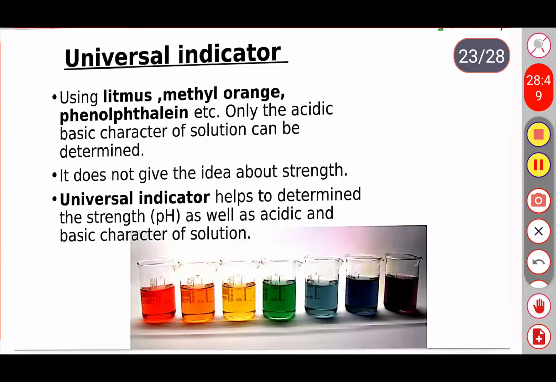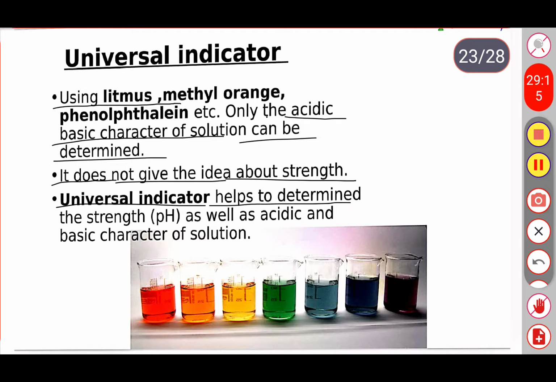Using litmus, methyl orange and phenolphthalein, etc., only the acidic and basic character of solutions can be determined. It does not give the idea about the strength. Universal indicators help to determine the strength of the pH. Strength means pH value of the indicators. It determines the strength or pH value as well as the acidic and basic characters of the solutions.